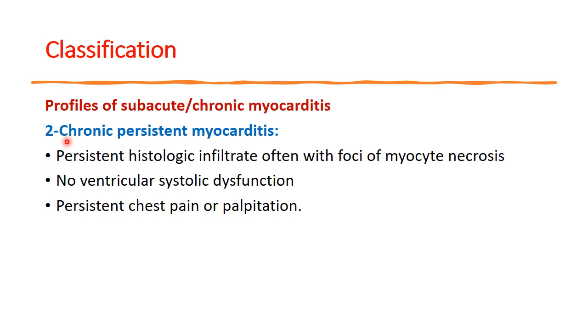The second category of chronic myocarditis is chronic persistent myocarditis, which is also characterized by persistent histological infiltration with evidence of myocardial necrosis, but with preserved ventricular function, and persistent chest pain or palpitation.